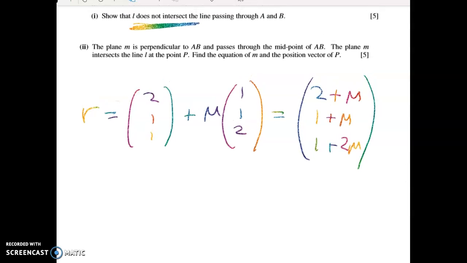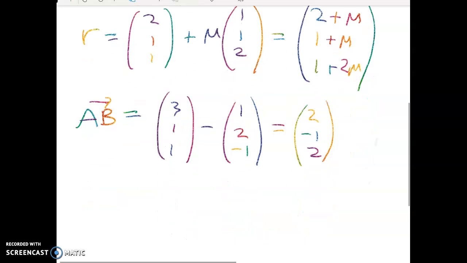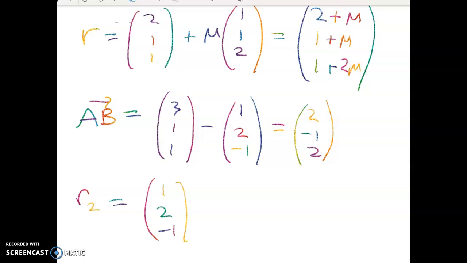The line through AB can be written in several ways, but we're going to need a direction vector. So we can take that to be (3, 1, 1), the position vector OB, minus (1, 2, -1). So that gives us a direction vector here of (2, -1, 2). Of course it will work the other way around. And so the line, we'll call it R2, is going to have a point on it, or a position vector on it. So I'll take that as A, (1, 2, -1), plus lambda times that direction vector.